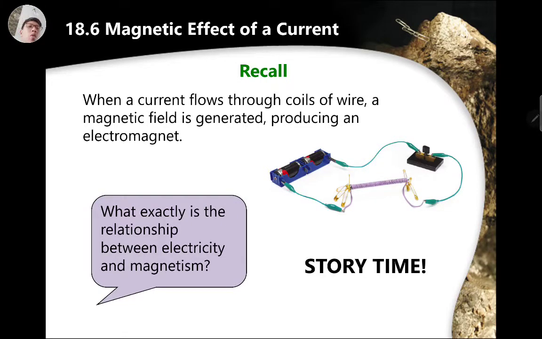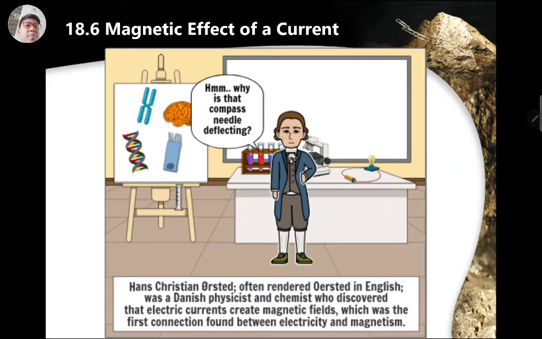And for that, we're going to go on a trip down history to learn a bit of the story behind this and the discovery of this. So this all began with a guy called Hans Christian Ørsted. He was a Danish physicist and chemist who first discovered that electric currents create magnetic fields. Right, we're going to look at his discovery today, and we're going to follow the discovery through history.